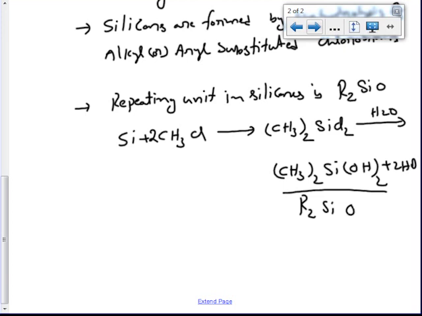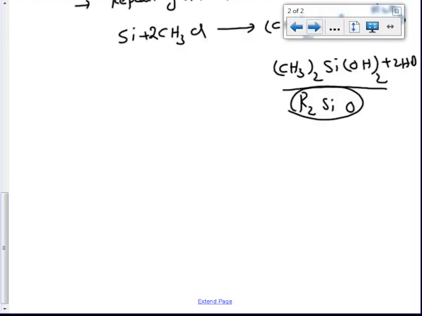It looks like R2Si(OH)2. If you remove the water, this is an R2SiO type of compound. Many molecules of that R2SiO type combine together to form a large giant molecule. This is the first method of preparation, also called the Frog process.